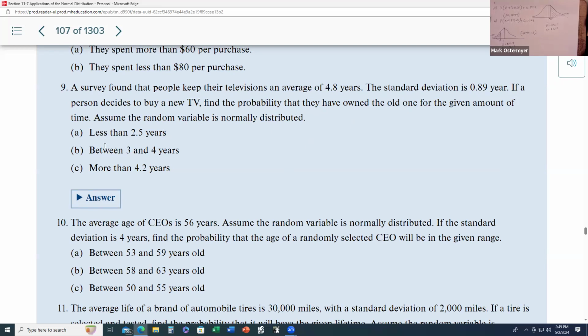So in A was the probability that a person, before they bought a new TV, kept their old one for less than 2.5 years. So that's the question we're going to answer first, 9A. The probability that X is less than 2.5 years.